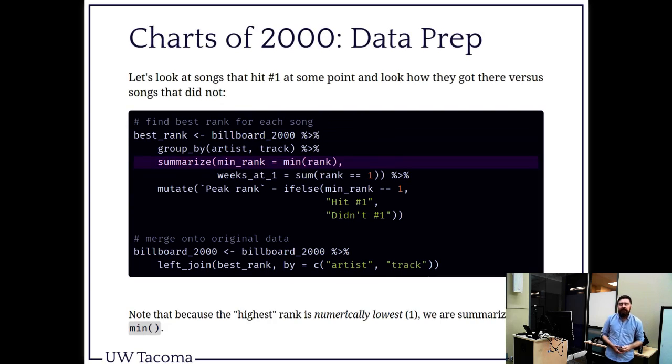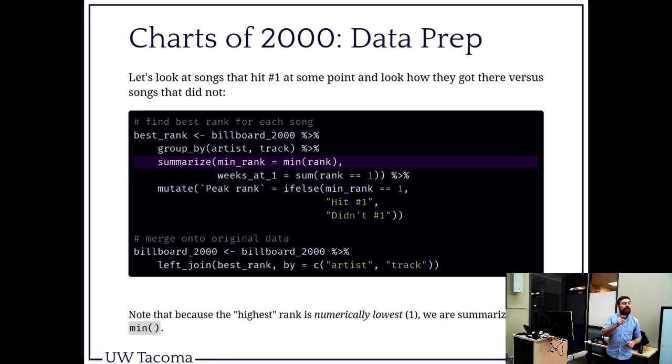Okay, so some data prep here. Let's imagine that what we're interested in is we want to look at the songs that hit #1 on the Billboard Top 100, and we want to see how they got there versus the songs that did not reach the top. I could, say, calculate the best rank that any song hit on the Billboard Top 100 like this. I say billboard2000, I'm going to group by the artist and the track. I'm doing this because I want to look within each song, but each song for each artist has many different rows. So I want to see when that particular song hit its best possible time on the Billboard Top 100.